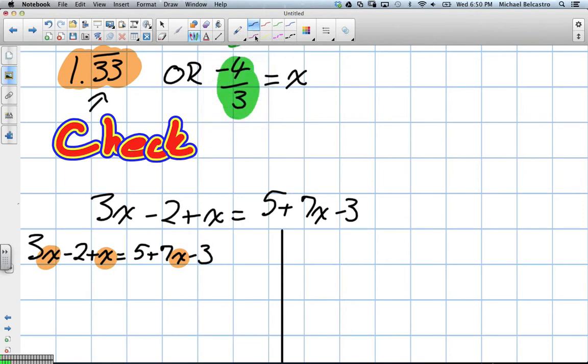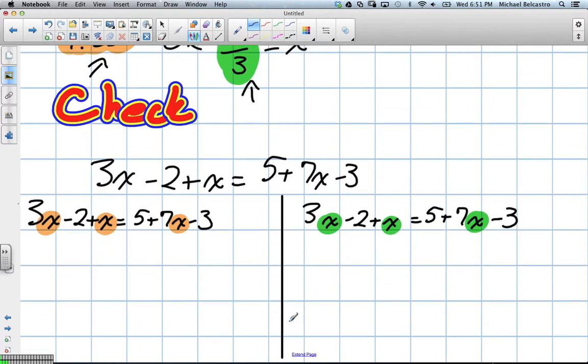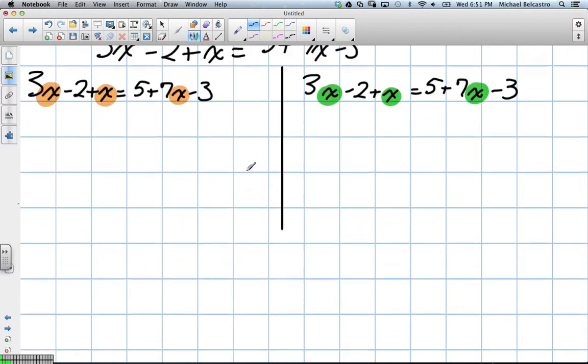Still the same idea, same equation, 3x minus 2 plus x equals 5 plus 7x minus 3. In this version, we're actually going to replace it with our fraction, where we'll have to remember our fraction rules. But the upside of this is this will give us a very accurate answer.